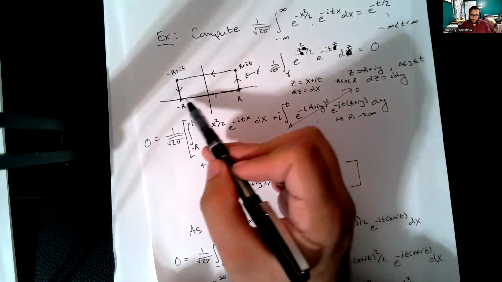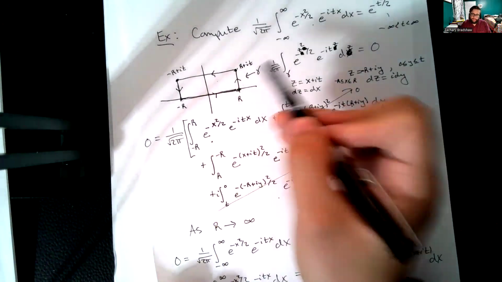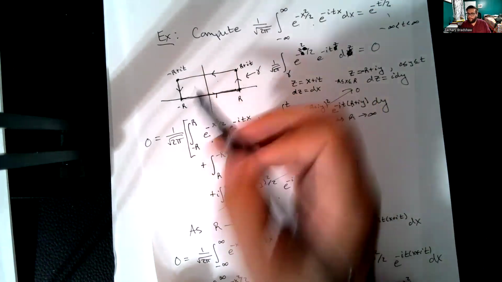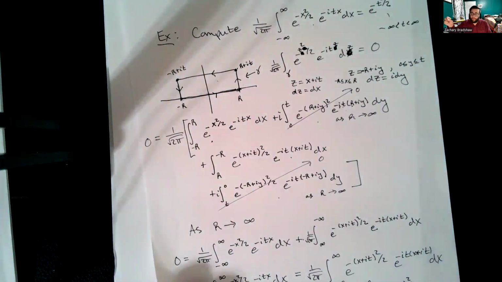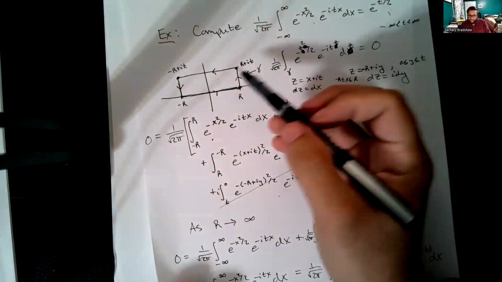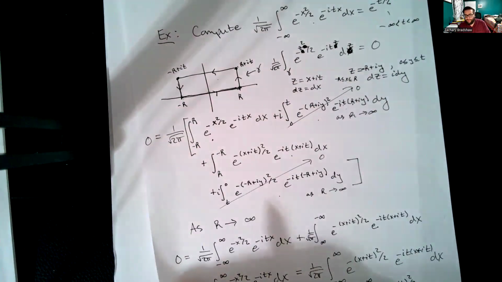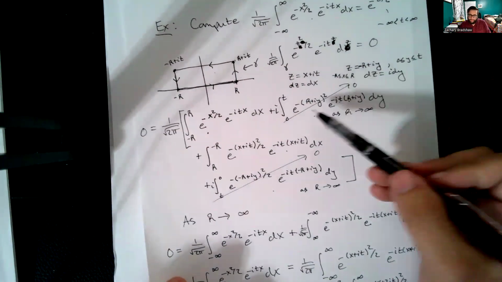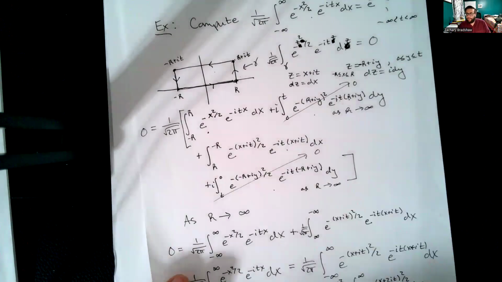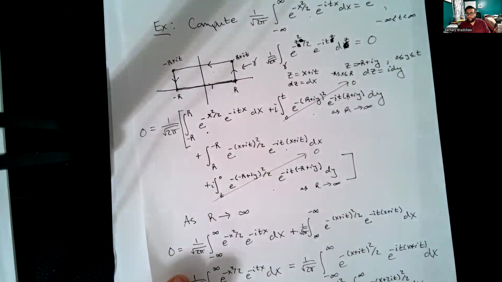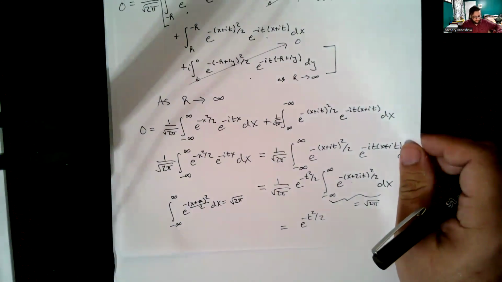And so that allows you to write the integral you want as the sum of the integrals along the remaining part of the boundary. And a lot of the time, when you let the bounds of your contour go to infinity, a lot of the time those other integrals go to 0. Okay.